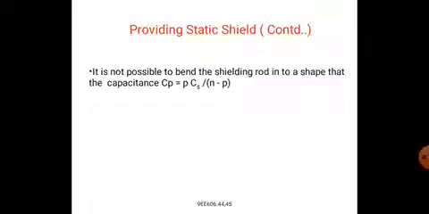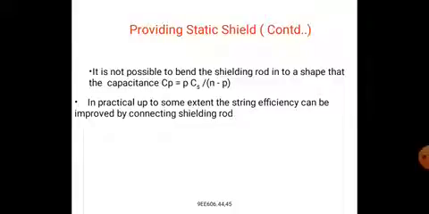It is not possible to bend the shielding rod into a shape such that the capacitance is Cp equal to P into Cs by n minus P. So in practice, up to some extent, the string efficiency can be improved by connecting a shield rod.